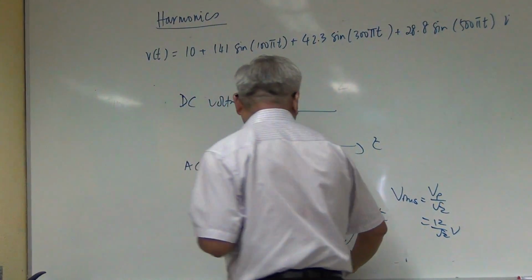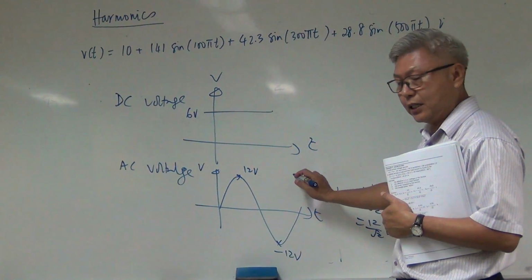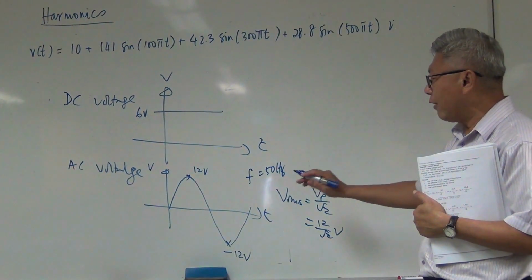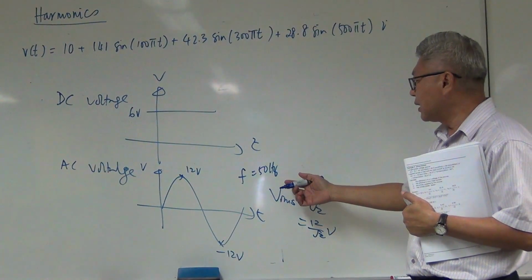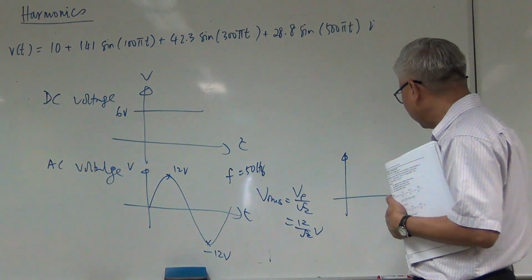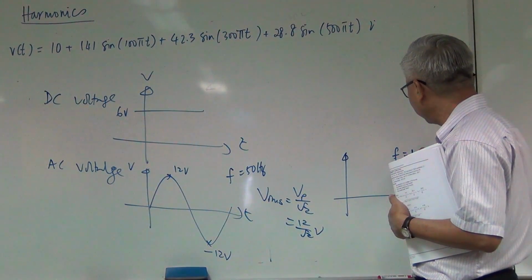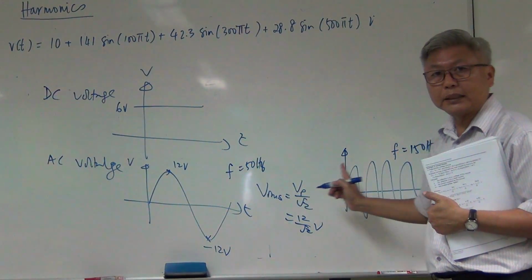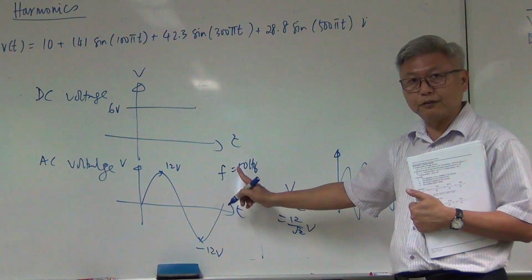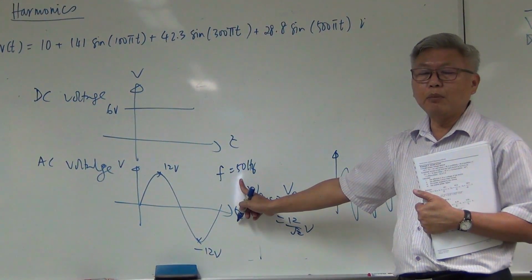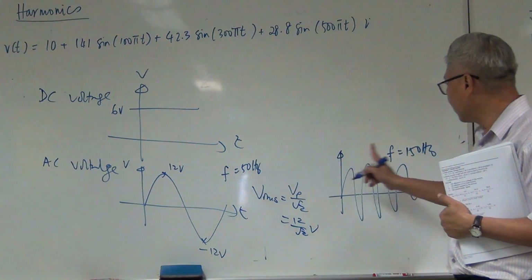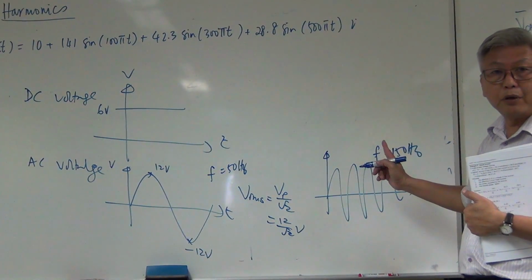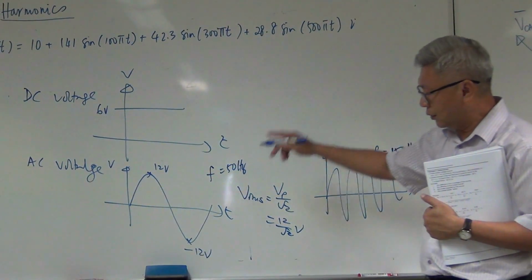Now, let's say this is 50 Hertz, the frequency is 50 Hertz. And if I have a multiple of it, another sine wave, and the frequency is 150 Hertz, then I say that this is the third harmonic, because this is the fundamental, the first harmonic. The second harmonic will be 100 Hertz. The third harmonic will be 150 Hertz. So you just keep on multiplying to get the harmonics. So that's the introduction.